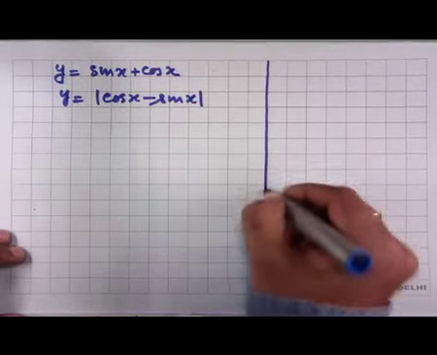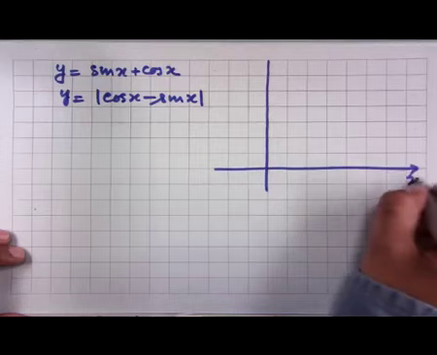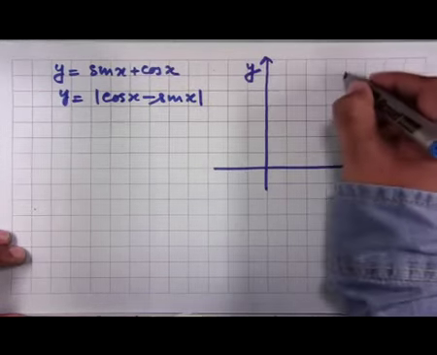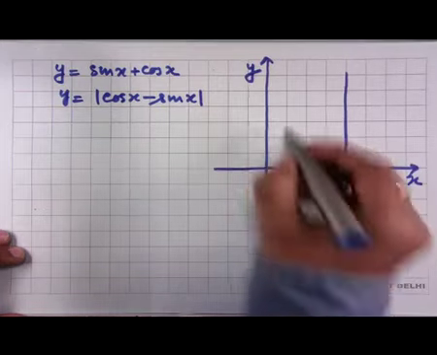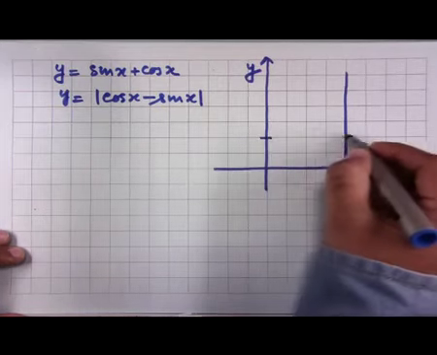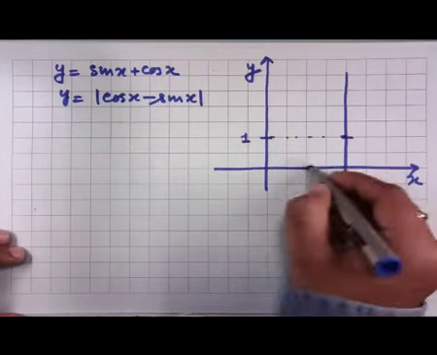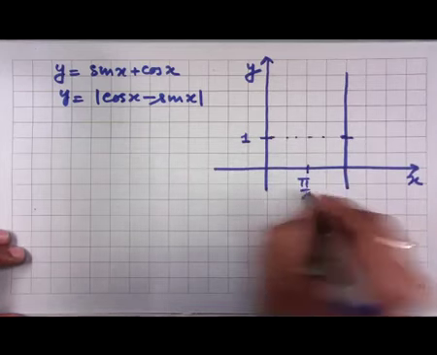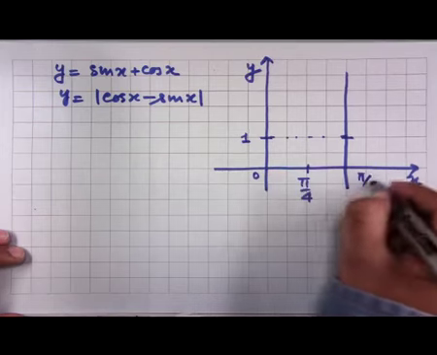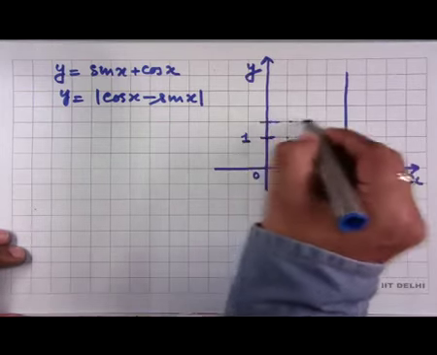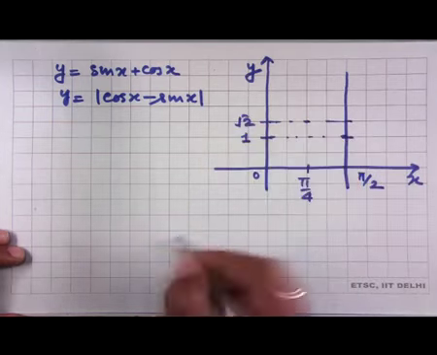This is the y axis, this is the x axis, this is 1 unit, this is pi by 4, this is 0, this is pi by 2. And somewhere here is root 2.